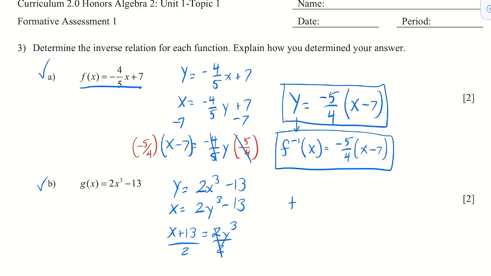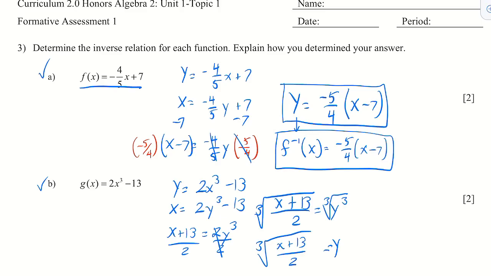So then I get x plus 13 divided by 2 is equal to y to the third. Now, at this point, I'm trying to get y by itself, so to get rid of that cube, I have to do a cube root. But not just to the numerator, but to the whole thing. So I have to do the cube root to not just the x plus 13, but also the 2 as well. So I'm left with y equals cube root of x plus 13 divided by 2.